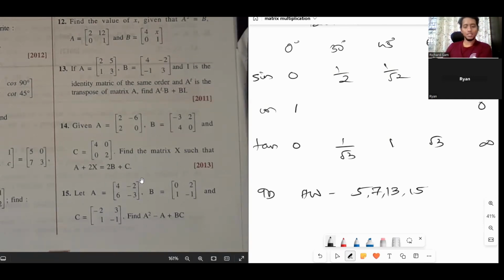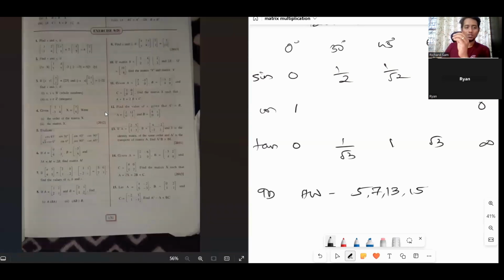All right, we'll end with this. Is it clear, everyone? Finish it fast. Okay, you all can leave. Homework 5, 7, 13, 15. Please write down the questions in your book. Write down the question numbers. I will send you this page on the group.